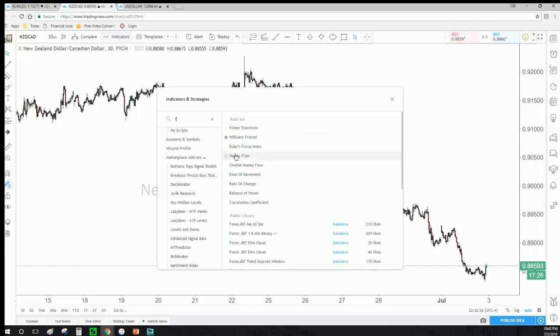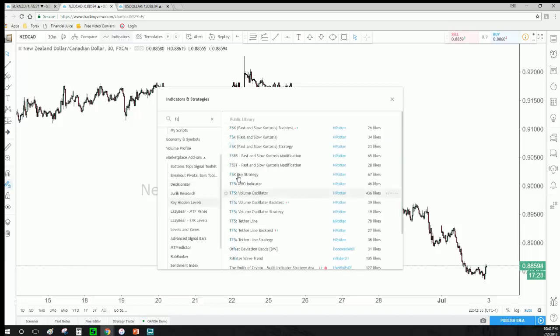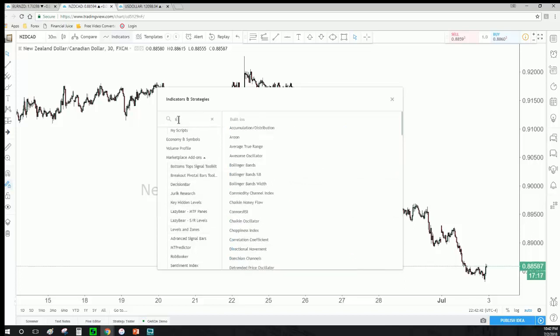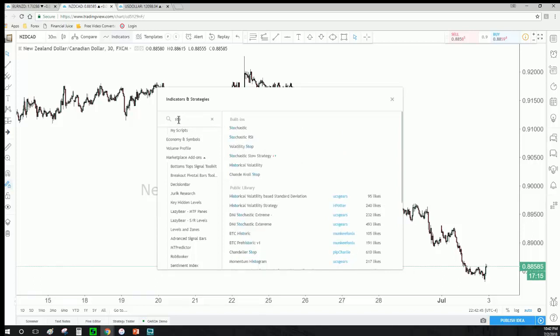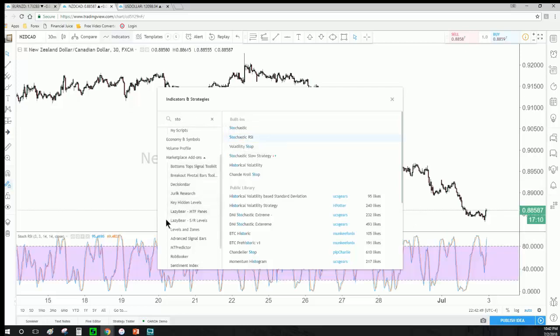So if you use the S key, it should take you down to stock RSI or something like that. All right. So essentially that's what we're looking for, either stochastic RSI or stock RSI. Here it is, stochastic RSI, and I'm going to just click on it to add it to my chart.